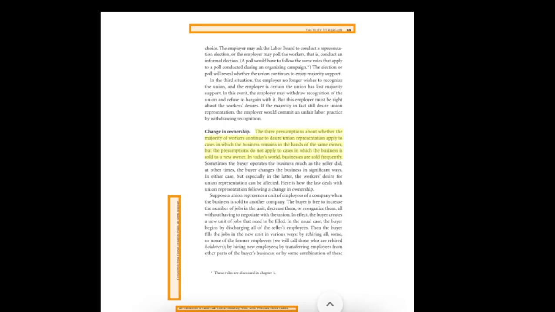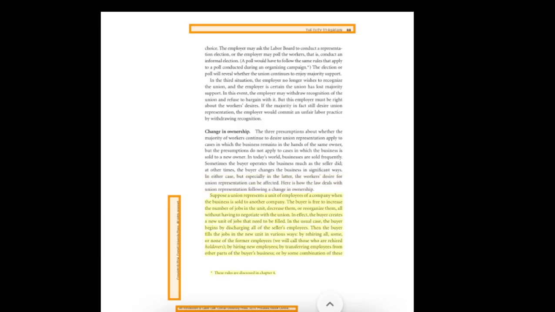In today's world, businesses are sold frequently. Sometimes the buyer operates the business much as the seller did. At other times, the buyer changes the business in significant ways. In either case, but especially in the latter, the worker's desire for union representation can be affected. Here is how the law deals with union representation following a change in ownership.